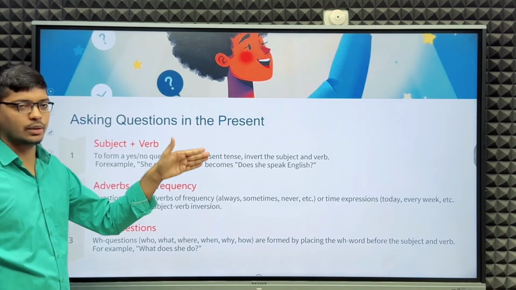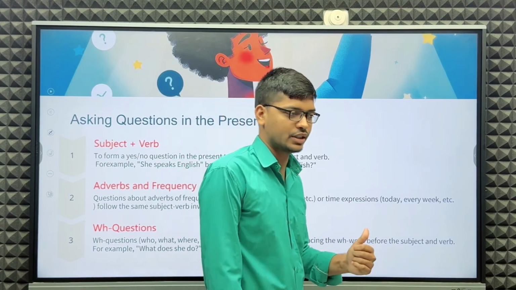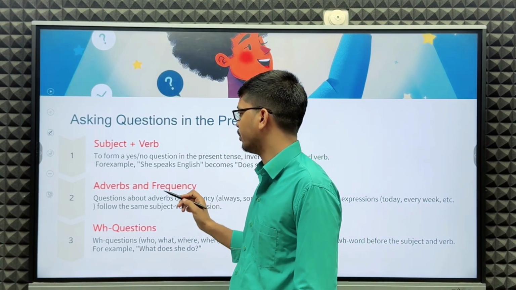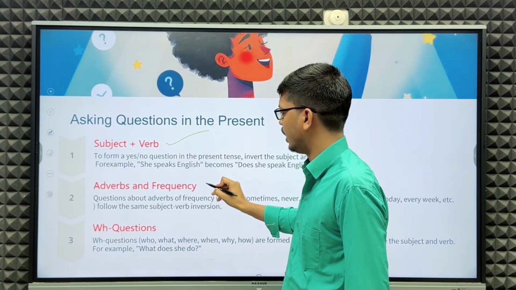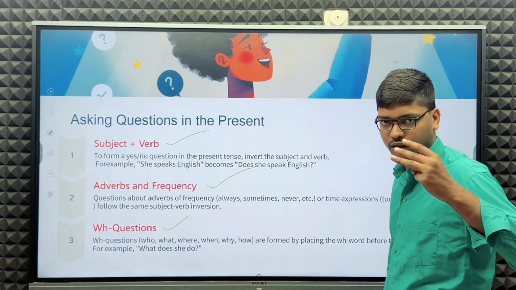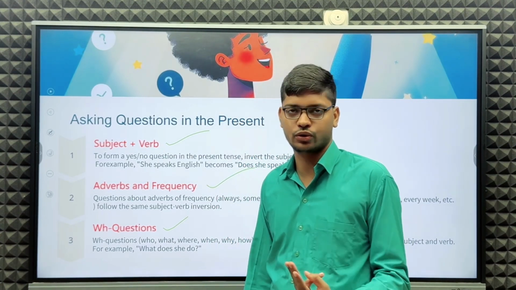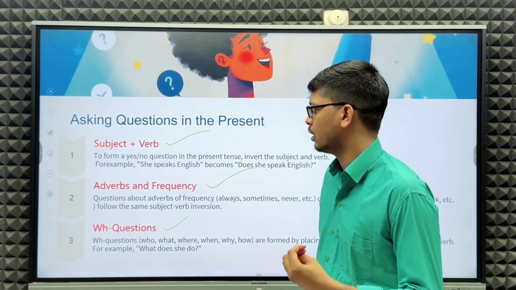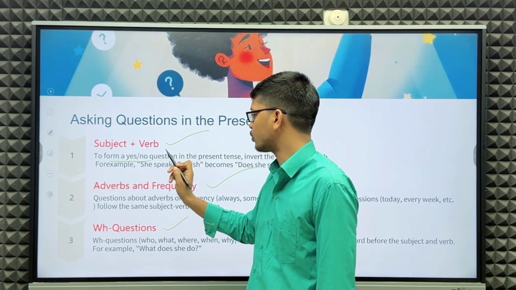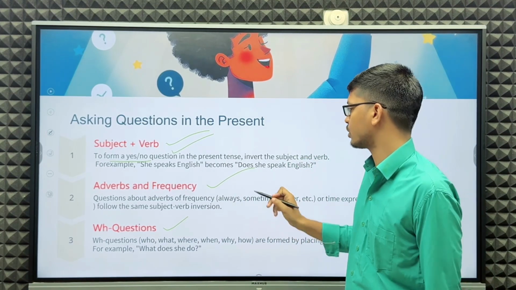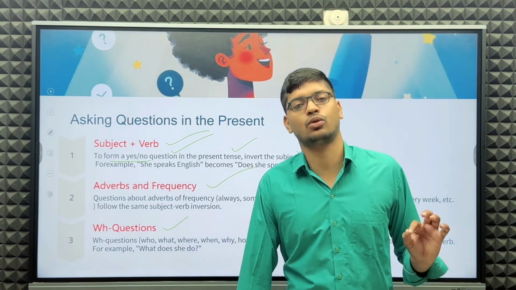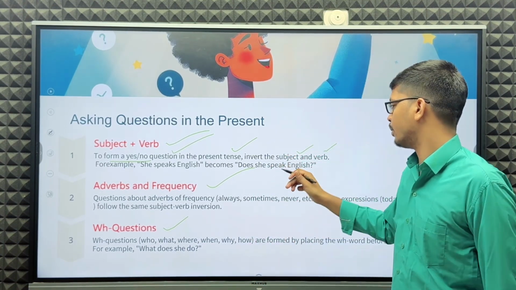Next, asking questions in the present. So how to ask? There is a framework here with three types: subject-verb, adverbs of frequency, and WH questions. You can use these and you have to create questions. Asking questions in the present tense: first, subject plus verb. To form yes or no questions in the present tense, invert the subject and verb.